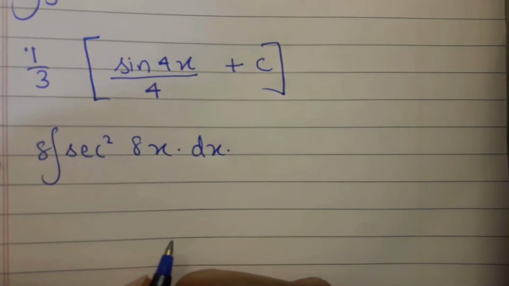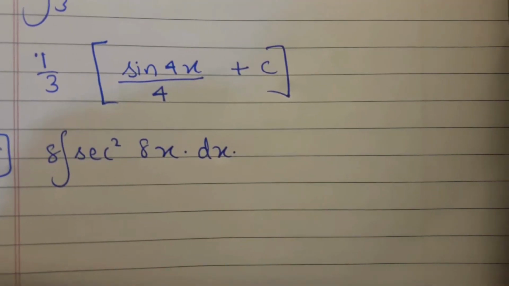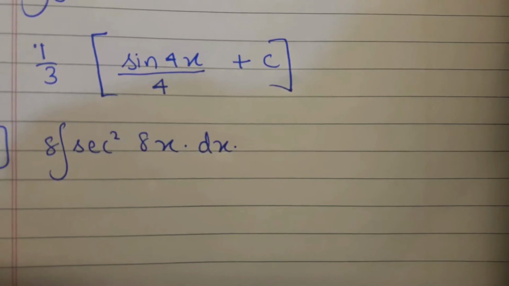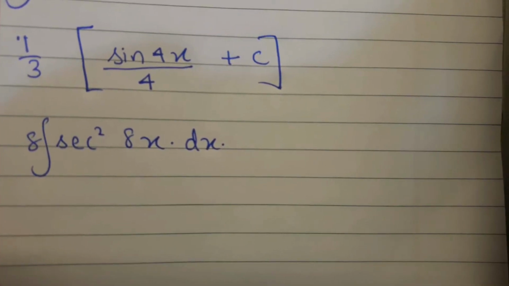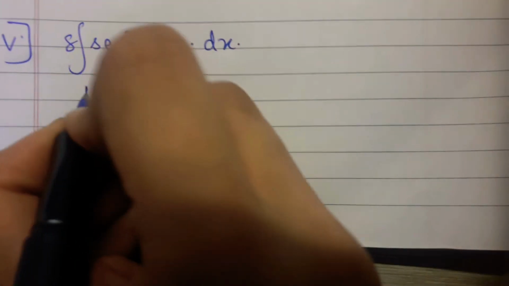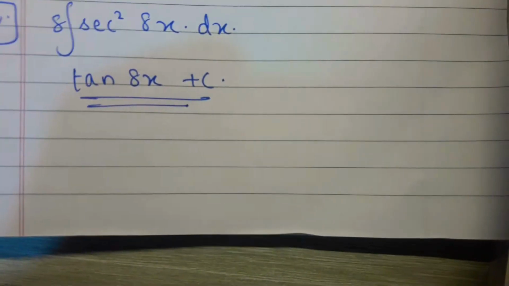We know that the differentiation of tan x is sec square x, and the differentiation of tan 8x would be 8 sec square 8x, which is why the answer becomes tan 8x by 8 plus c. Let's move on to the next question. The sixth question is cosec squared 2x.